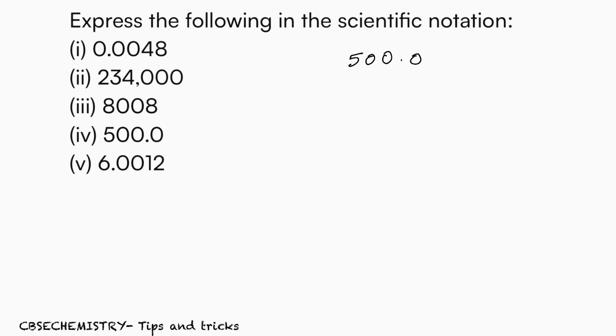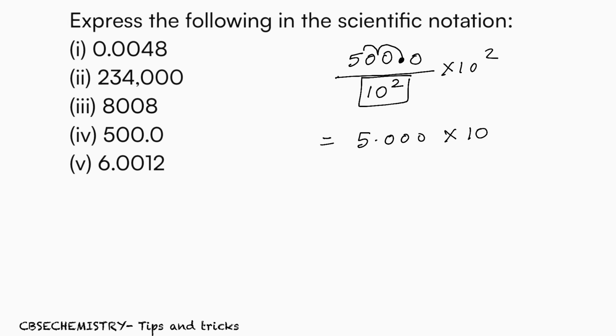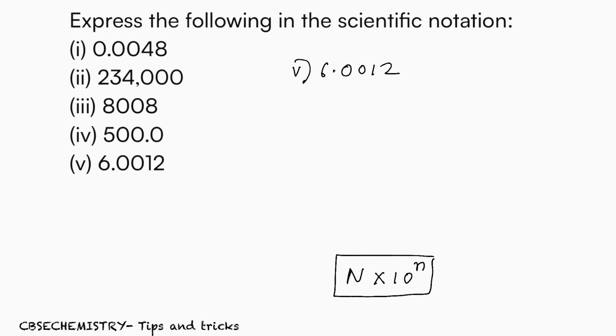Next is 500.0. So what is our task? To shift this decimal 2 positions left. If you are shifting the decimal to the left, always divide. Divide with what? 100. If you are dividing by 100, multiply also by 100. So by using 10 raised to 2 in the denominator, we can shift the decimal 2 positions left. So it becomes 5.00 into 10 raised to 2. So you can write 5.0 into 10 raised to 2. That is your answer.